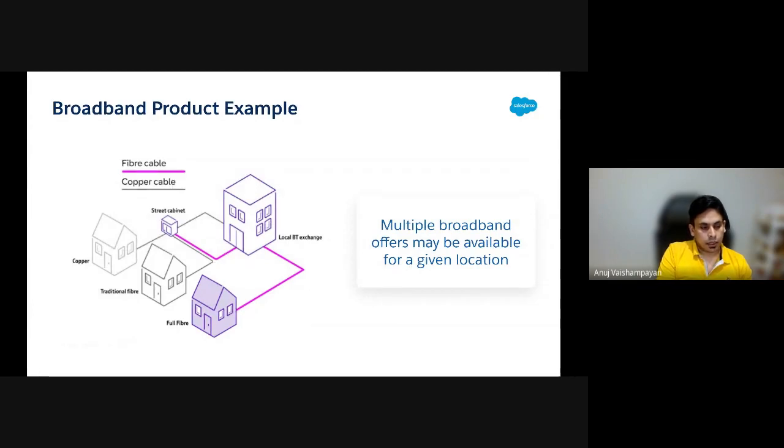So let's take a broadband product example. Basically, what type of broadband are there and what broadband offers are there in the market. If you see this diagram, there is an exchange, a local ISP provider which provides internet. There could be two separate kinds of connections. One could be copper, one is traditional fiber, and there is a direct line coming from the exchange directly to a house, which is full fiber. Okay, so these are the access types which are provided by the ISPs.